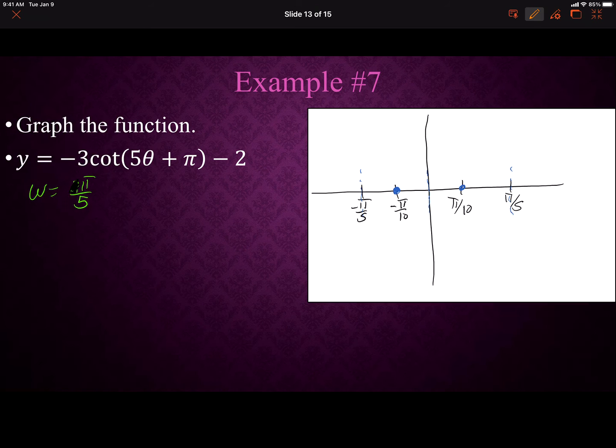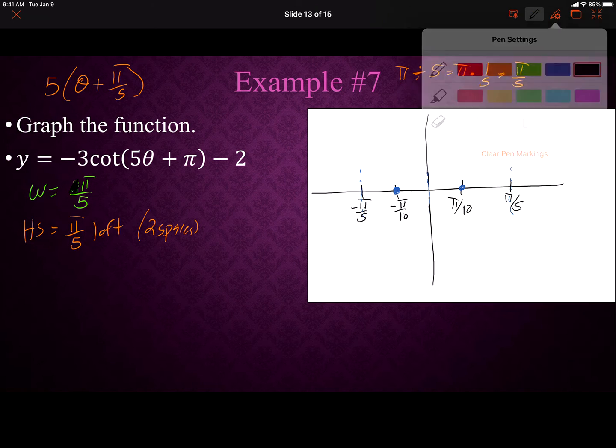So based on the shifting, we again factor away the 5. Doing theta divided by 5, pi divided by 5 would be pi times 1/5, which is pi over 5. Which means our horizontal shift is pi over 5 to the left because of the plus sign. Pi over 5 is 2 spaces, so everything's going to go 2 spaces left. So we need 2 more spaces over here.